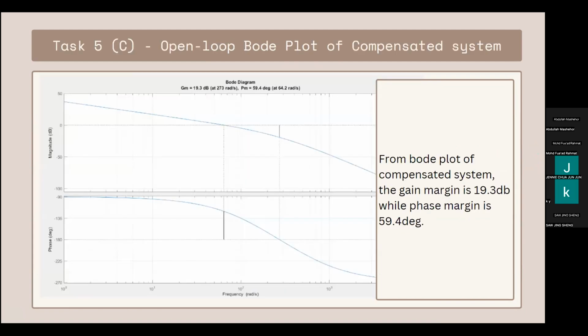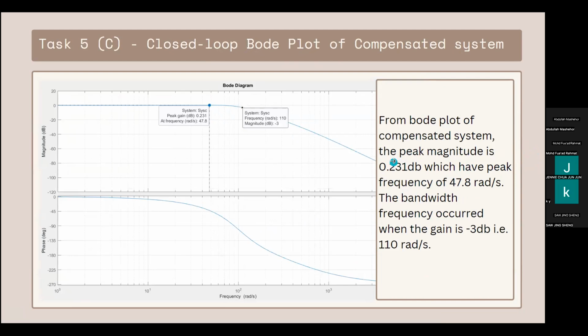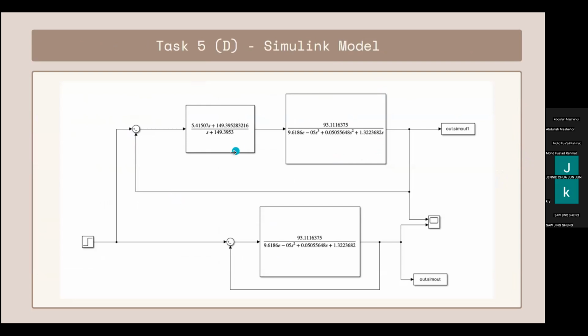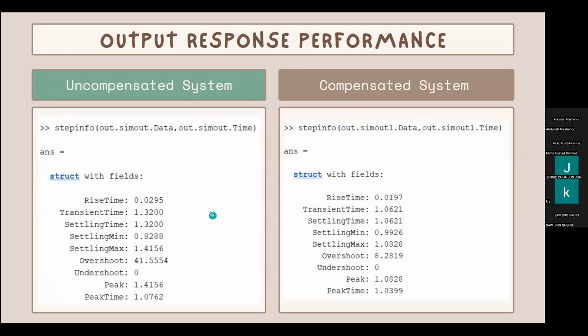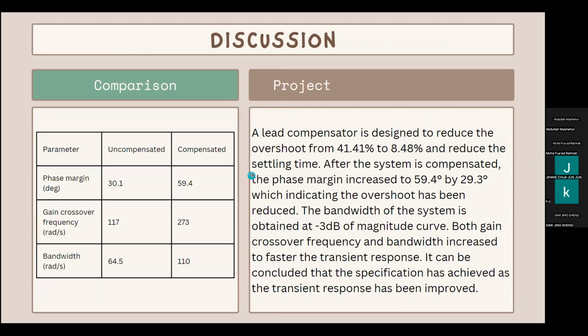After compensation, it has a gain margin of 19.3 and a phase margin of 59.4 degrees. This is the peak magnitude of 0.321 and 47.8 peak frequency, and the bandwidth frequency occurs at 110. This one is a simulated model for the uncompensated system and the compensated system. This is the result obtained after the compensator. By observing, the overshoot percentage decreased from 41.5 to 8.28, and the peak and settling time reduced from 0.32 to 0.06. So this one shows the comparisons.